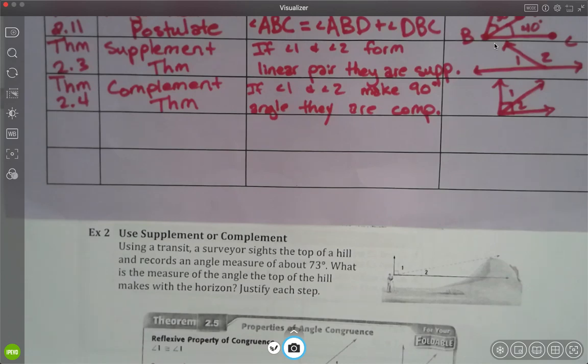That's fine. Using a transit, a surveyor sights the top of a hill and records an angle measure of about 73 degrees. They have these, kind of like laser beams. It's called a transit, and they measure distances, and they measure angles and stuff.